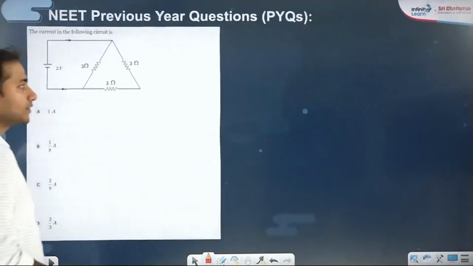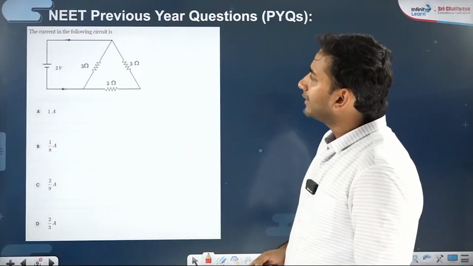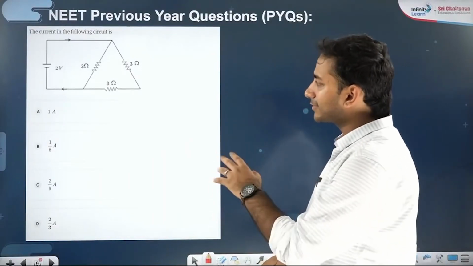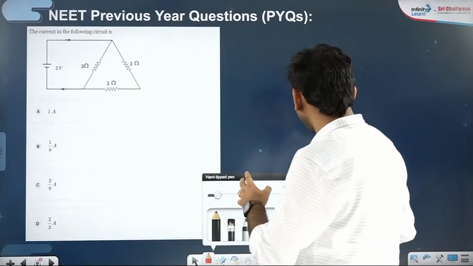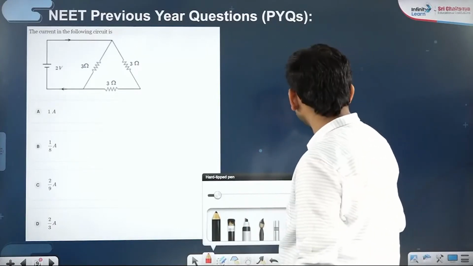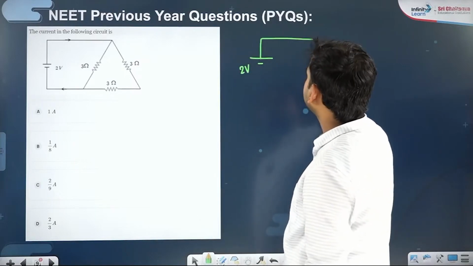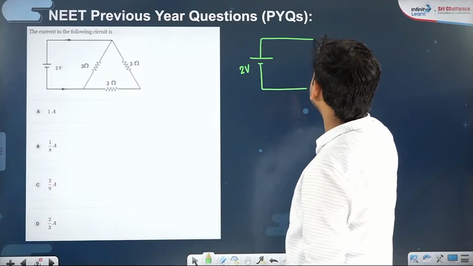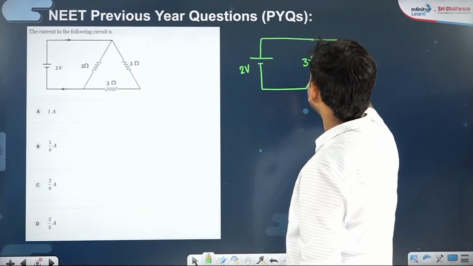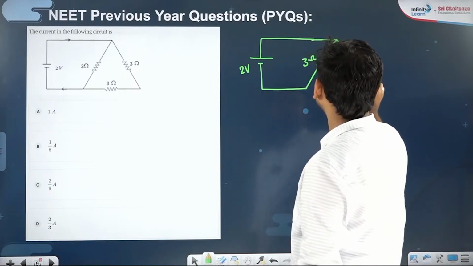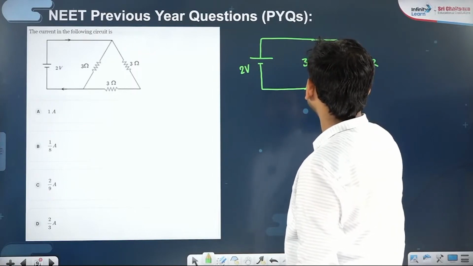Let me take you to another problem, another NEET PYQ. What is that? The current in the following circuit is, so there is a circuit diagram given to you, you have to identify the current. I'll redraw it for you here. That's a 2 volt battery, and then that's a 3 ohm resistor, and then 3 ohm here and 3 ohm here, 3 ohm here and 3 ohm here.